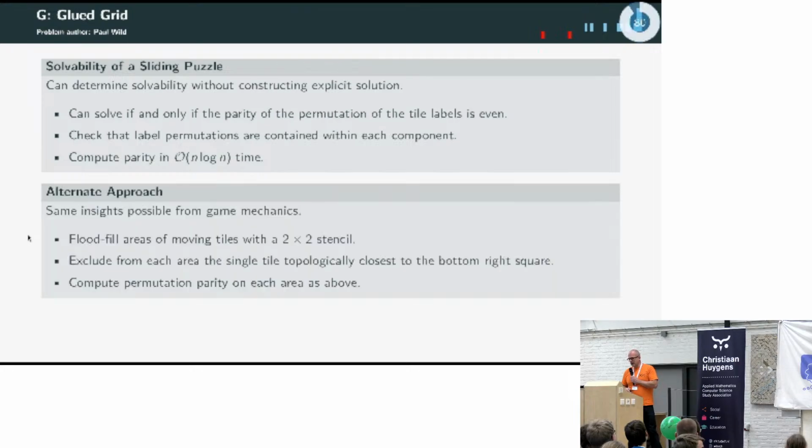Finally, there is an alternate approach which leads to exactly the same results. Might be easier to see for some of you, just deducing from the game mechanics that the biconnected components are exactly those areas of moving tiles that you can flood fill with a 2x2 stencil. But then you still need to take into account those special cases of that one square that is topologically closest to the next biconnected component. And you also need to explicitly check that anything that is not in a flood-filled area is in the correct position.